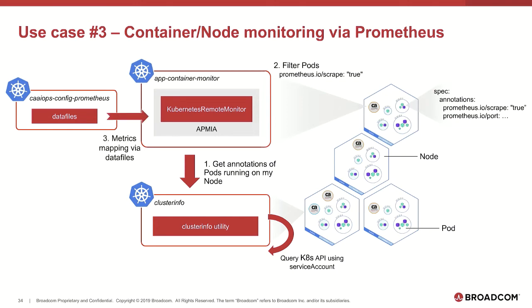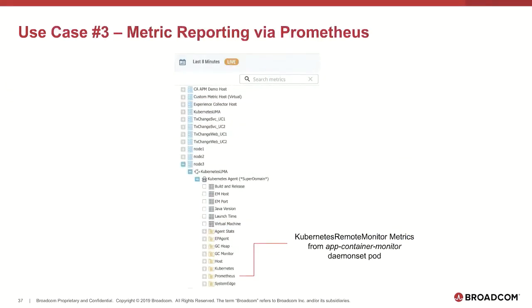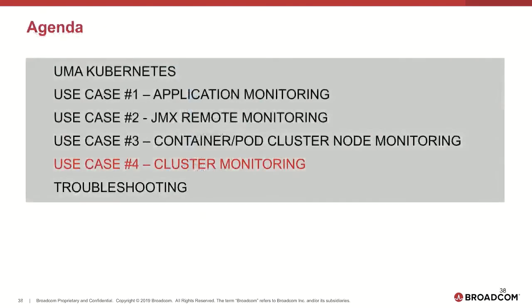Then the metrics are matched via the data files from Prometheus, and then they're sent to the monitor, which, from APMI, sends it over to APM. And then in APM, once they receive that, it shows up here. So here you can see the Prometheus model showing up under Kubernetes, and it'll give you the metrics underneath it. So again, there's 2 ways we can pull this data: Prometheus or the API.